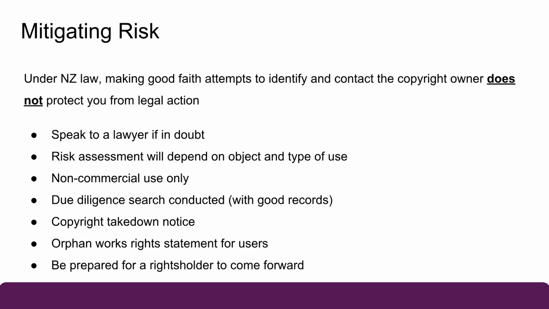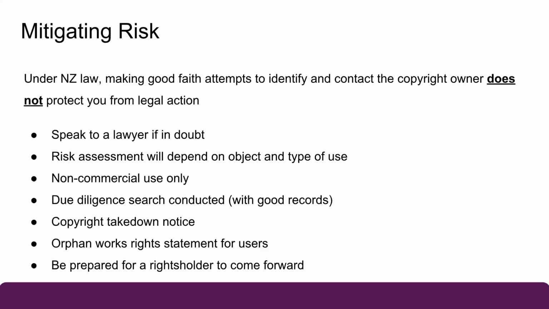So again, just make sure to mitigate that risk that you keep really good records of all the searches that you conduct. And it is a good idea to have a copyright takedown notice on your website under the terms of use. That way the copyright owners can easily find someone to contact if they have a problem with it. And you can also consider having an orphan works rights statement for users.